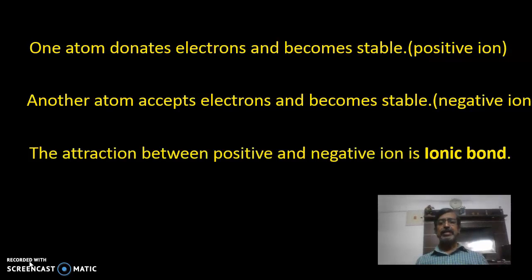Now, the attraction between the positive and the negative ion is what is referred to as an ionic bond. This is the type of bond which is found in sodium chloride.